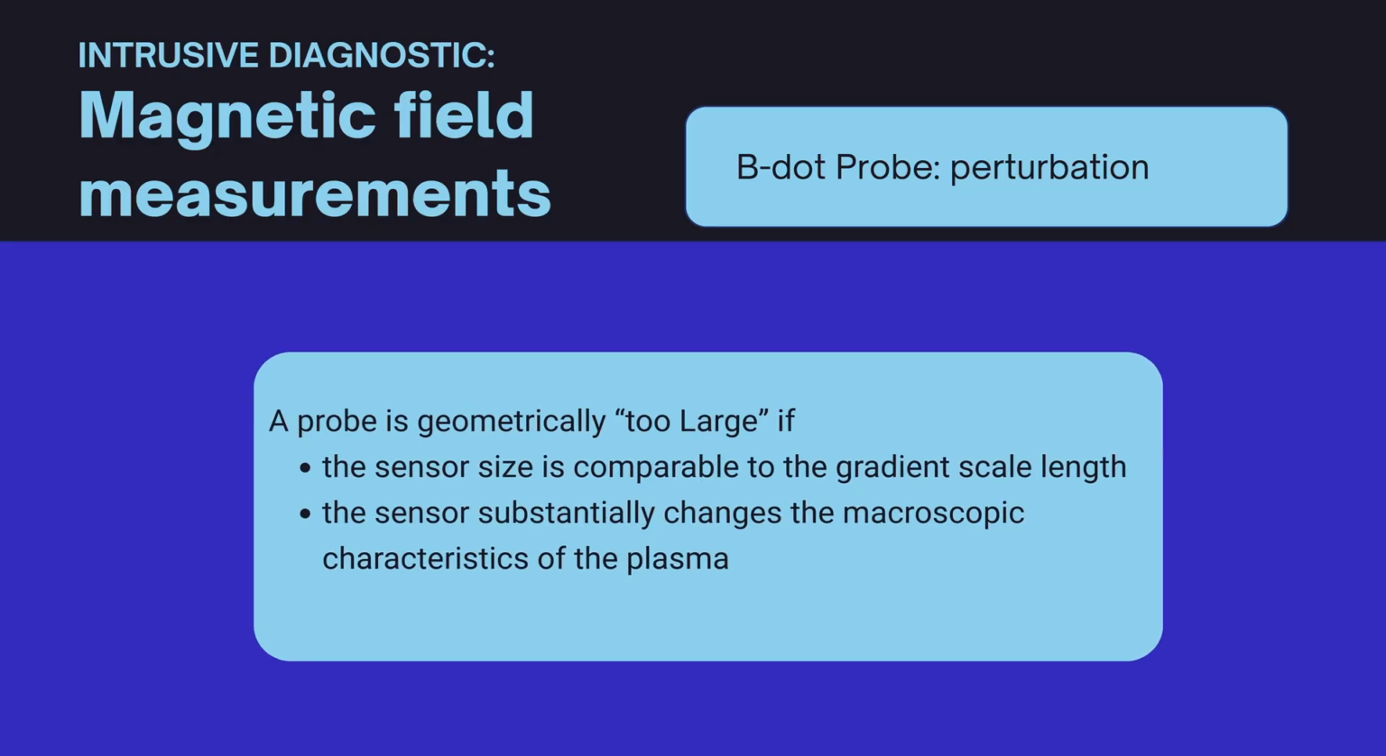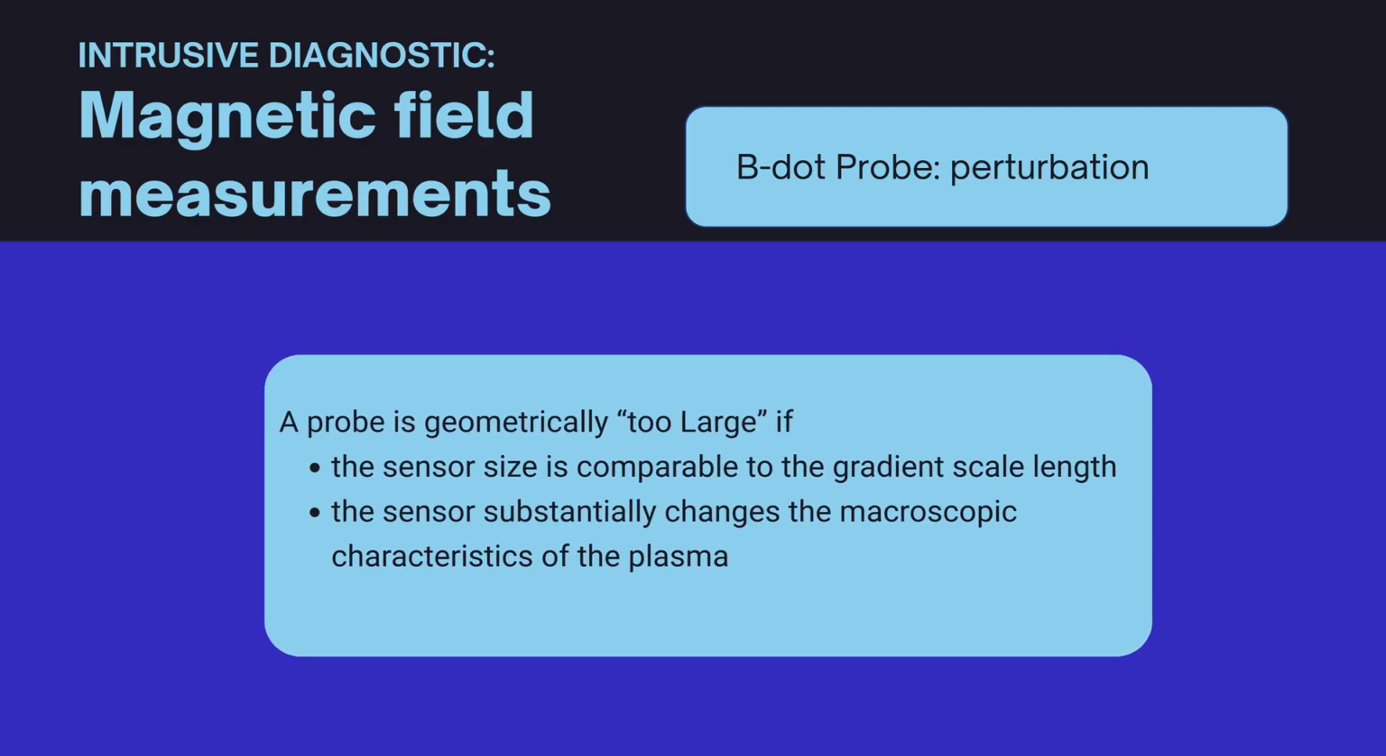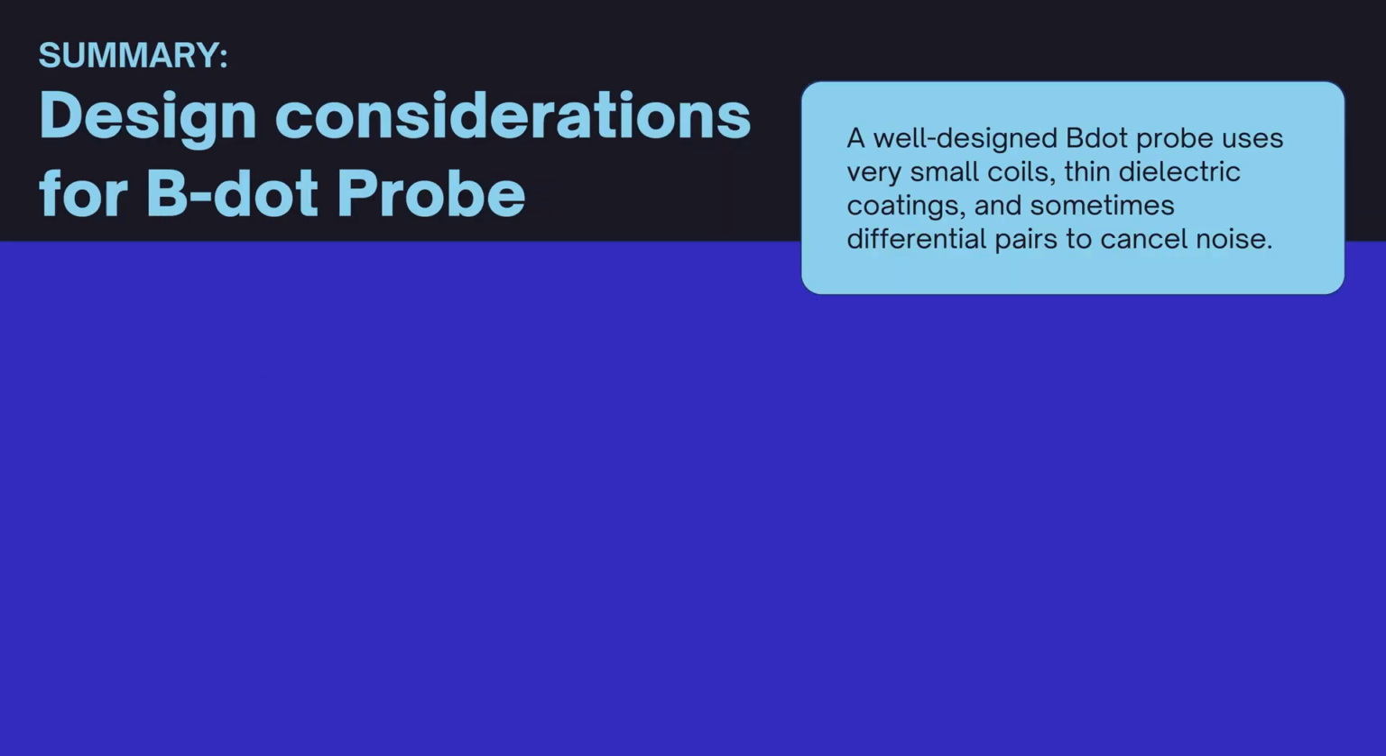A probe is geometrically too large if the sensor size is comparable to the gradient scale length, that is, if you're trying to measure a structure that is physically the same size as your probe, or if the sensor substantially changes the macroscopic characteristics of the plasma. This can typically be verified by placing another probe next to it and seeing if the signal on the other probe changes as you insert this probe.